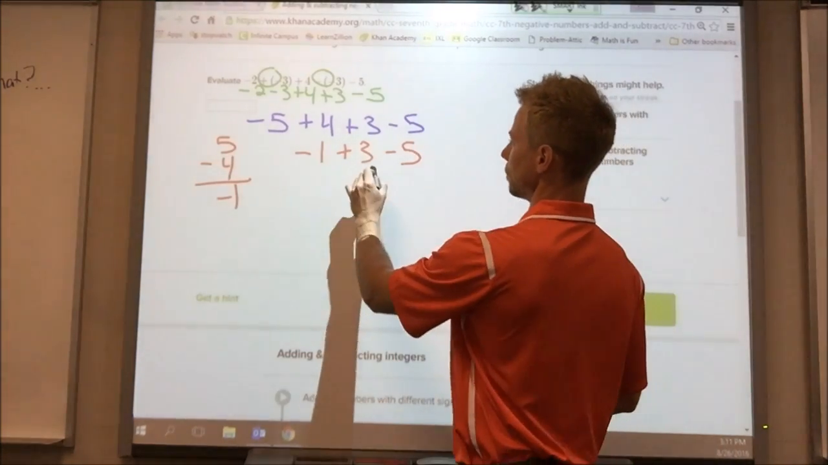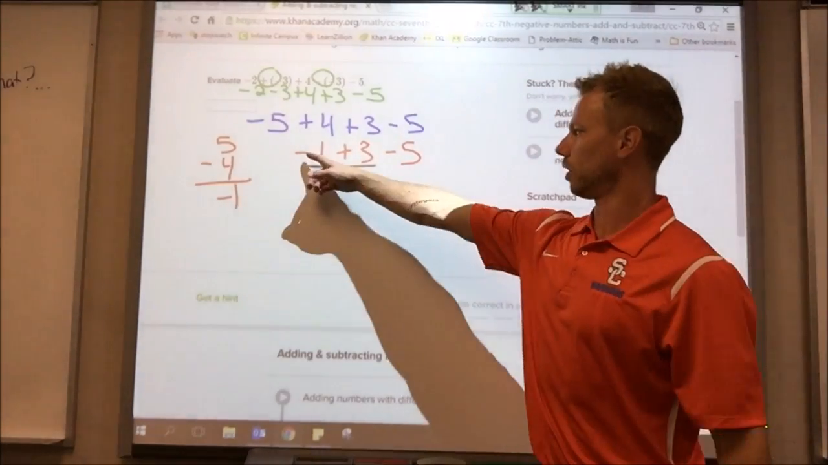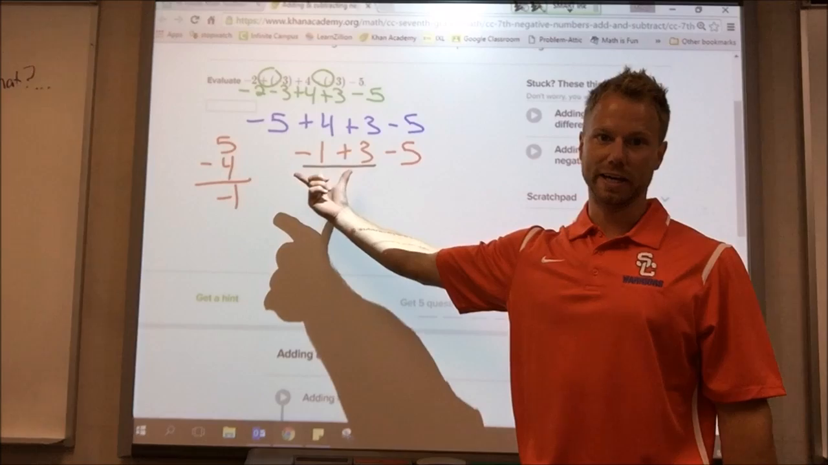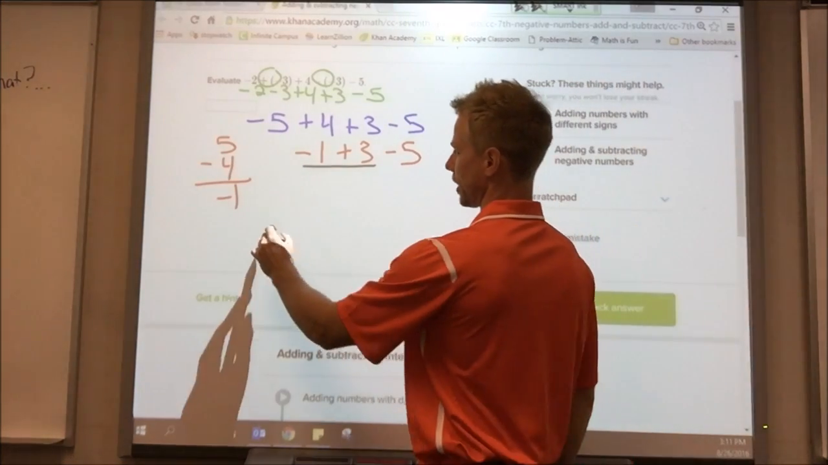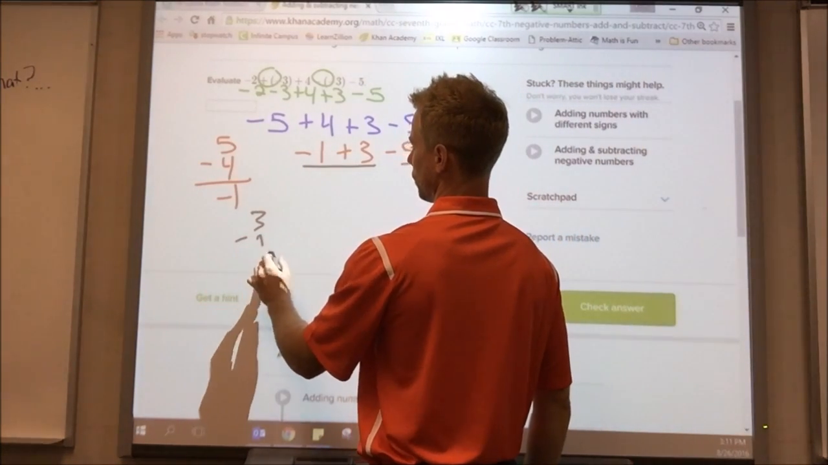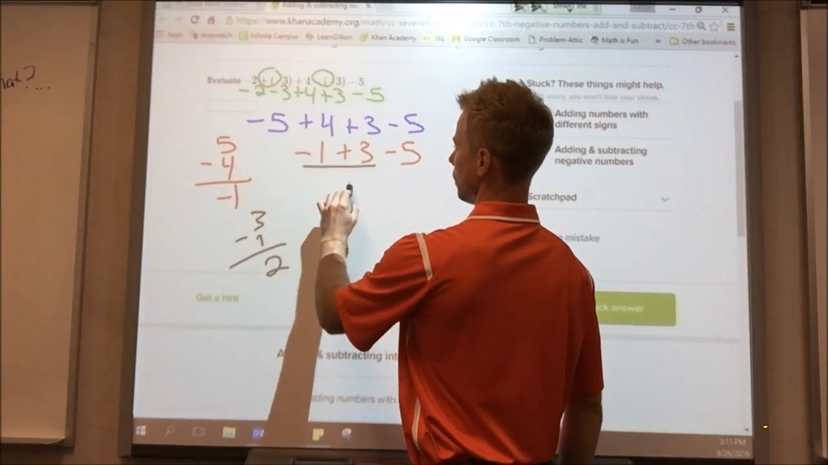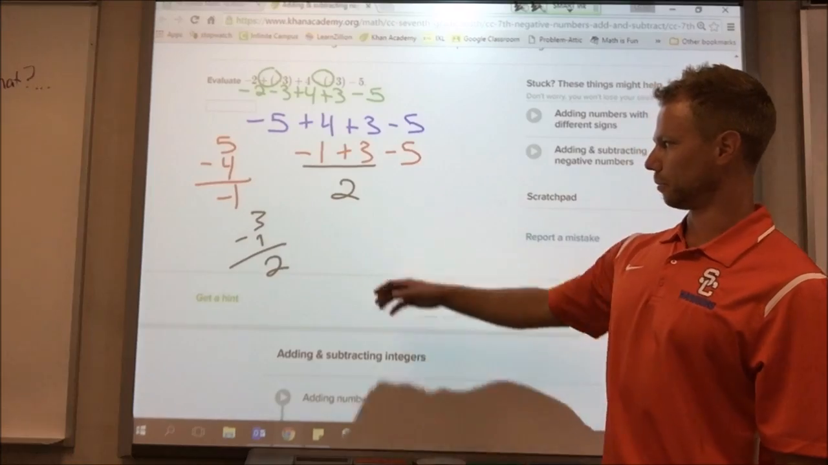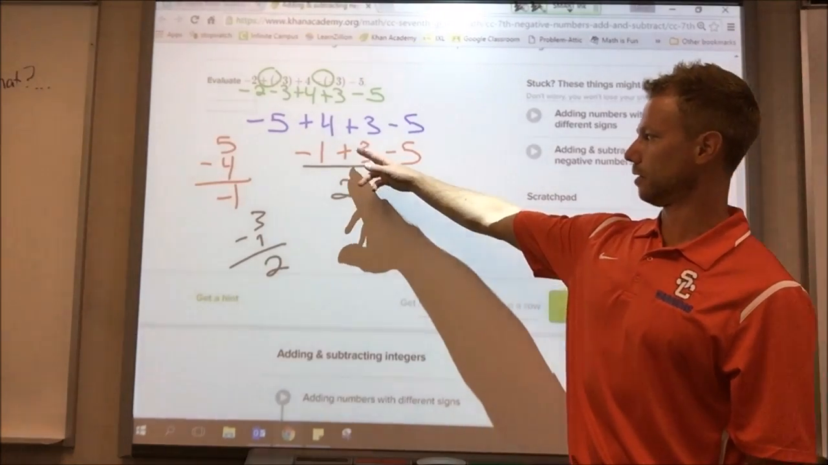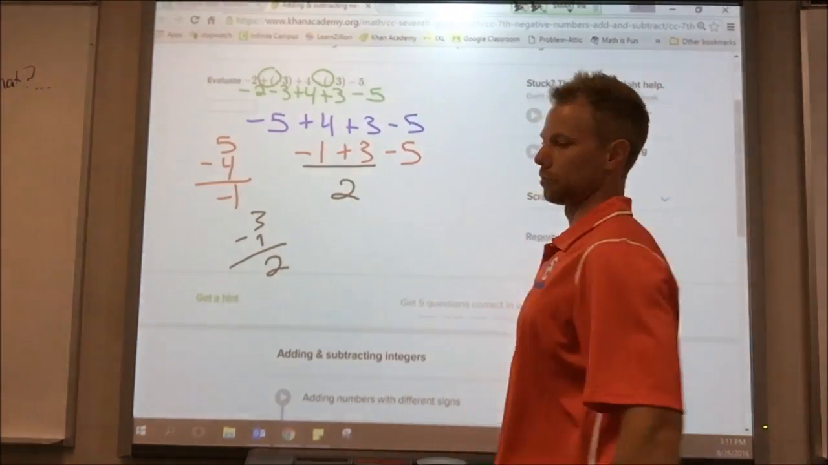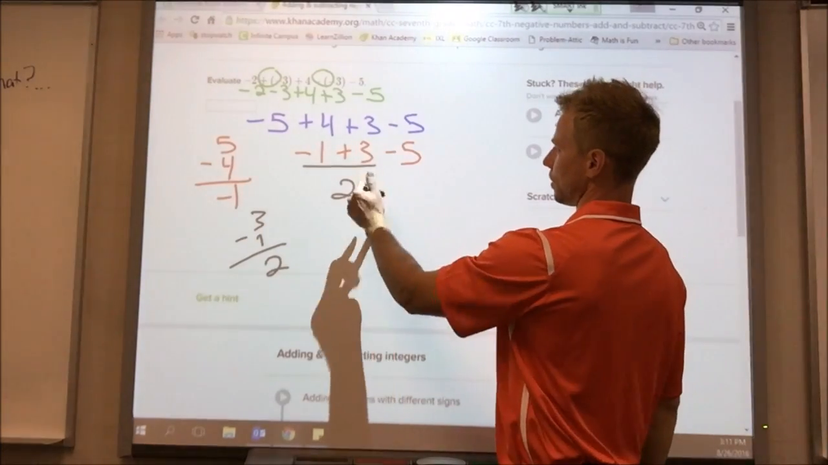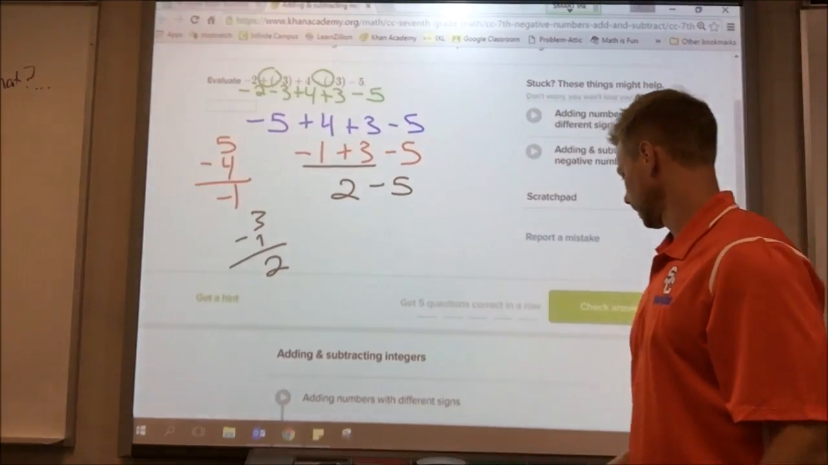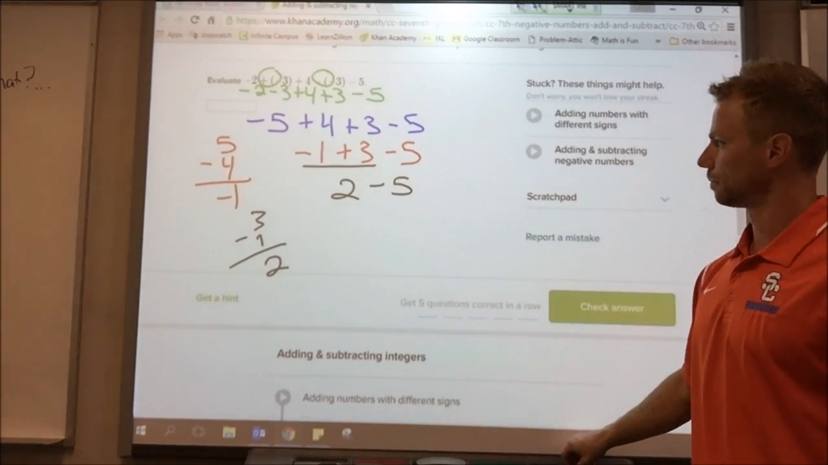Now I look at these two. I have a -1 and a +3. So again, they are unlike, which tells me to subtract. So on the side, 3 minus 1 is 2. So I know it's going to be 2. And then I keep the sign of the bigger number. 3 is the bigger number, the sign is positive, so it's a +2. Then I write the rest of it, -5, and apply the rules one more time.